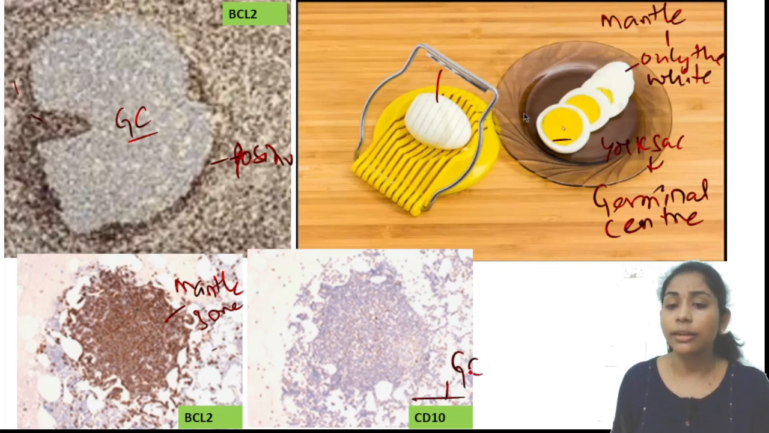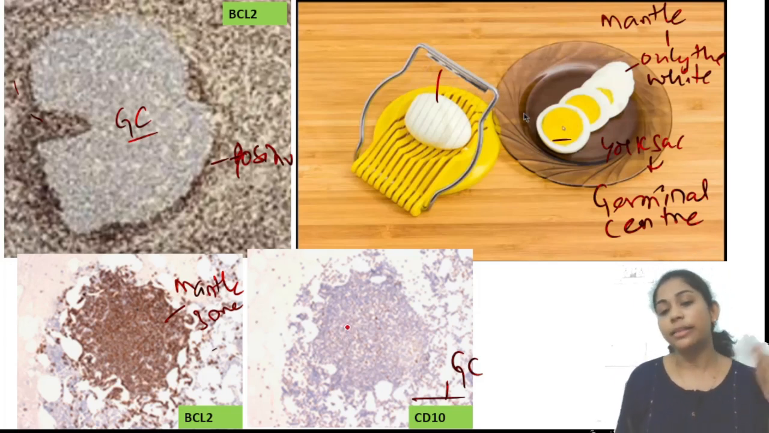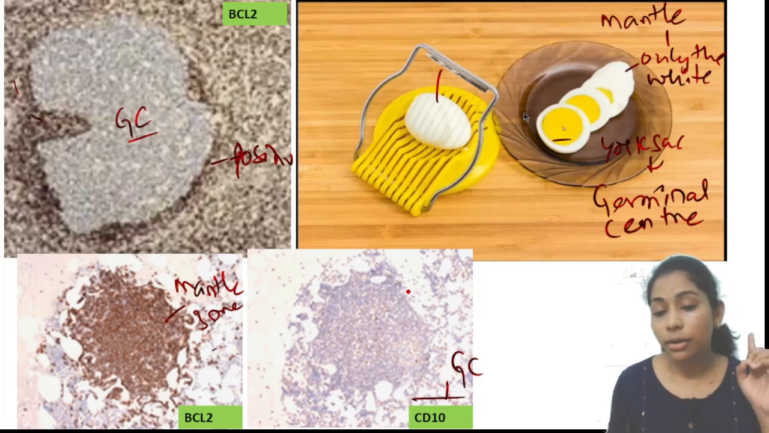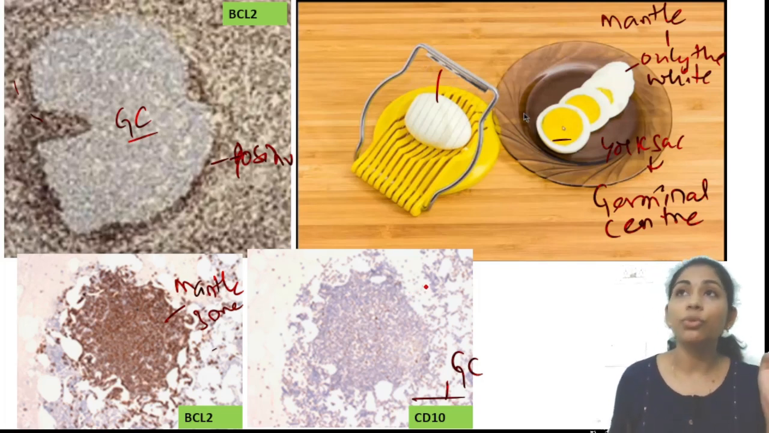CD10 is the germinal center marker, right? These cells which are taking BCL2, they are CD10 negative. That means these are not germinal center cells. These are mantle zone cells. That's why they are CD10 negative. So this is the take home message. What is the take home message? Without seeing the CD10 interpretation, don't ever jump to follicular lymphoma.